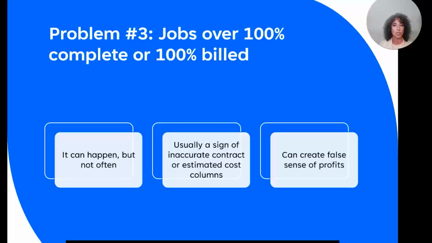The biggest danger here is if we let a job go over 100% complete on our WIP, it will create false profits on our financial statements. So we don't want to do that. Also, it just shows kind of like bad form to have a job that's over 100% complete, and it's so fast to find them and go, oh, I can fix this. So always be on the lookout for it.